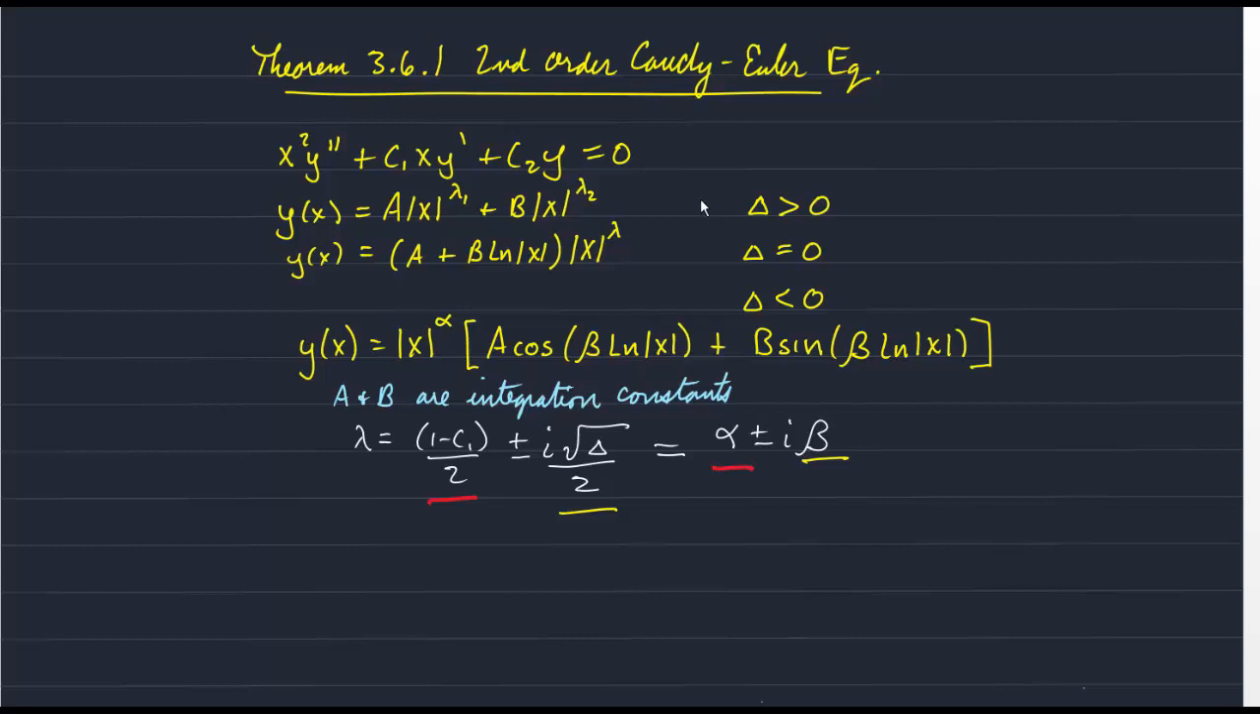So these are general solutions. One, when the discriminant is greater than 0, we get a sum of real exponentials of x. When delta is equal to 0, we get the repeated root solution, and then finally when delta is less than 0, that's when we get our periodic behavior. So let's look at a couple of examples.